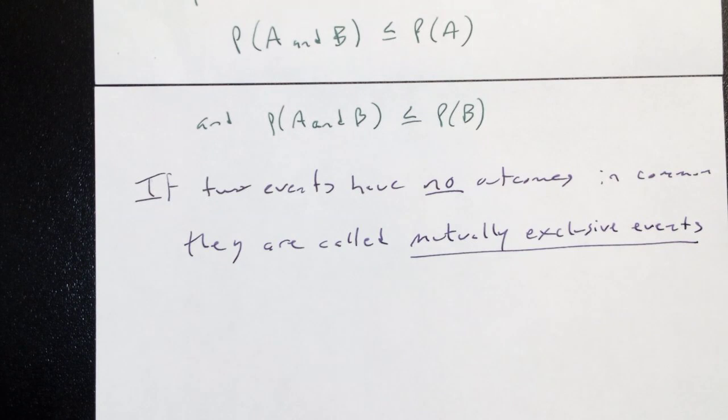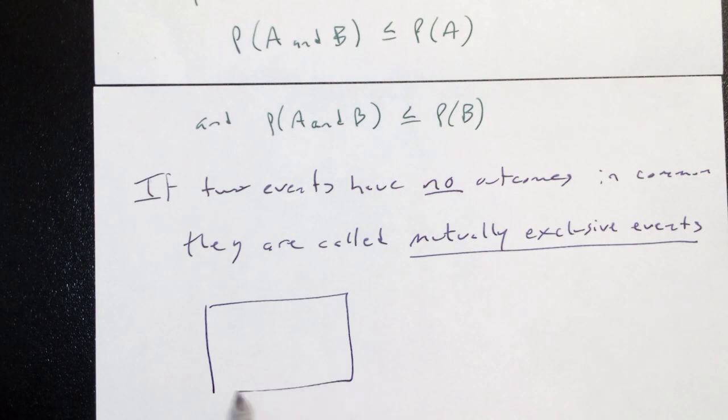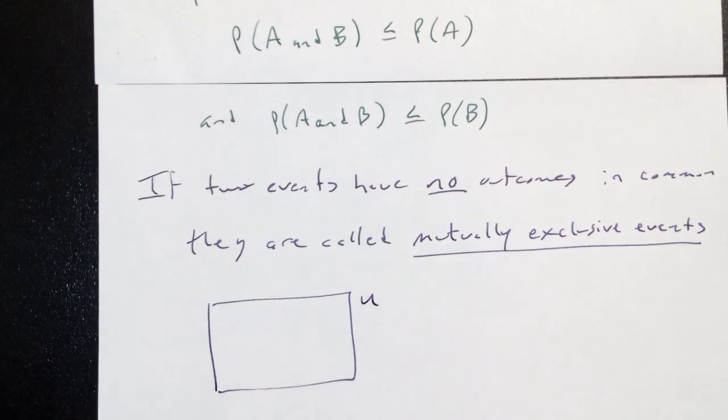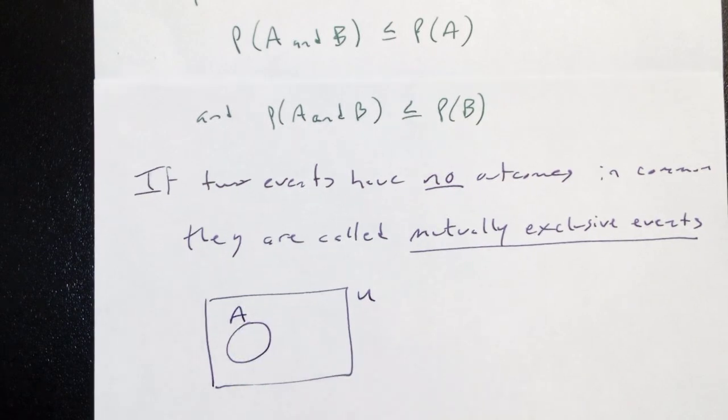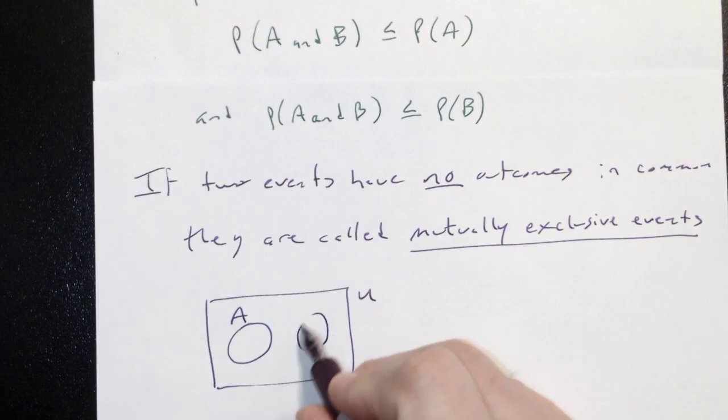Events that are mutually exclusive are events that have no outcomes in common. Well, wait a second. That changes the picture in my Venn diagram. Here's my universe. I have an event A. I have another event B. But they don't have any outcomes in common, which means that the two sets don't overlap.